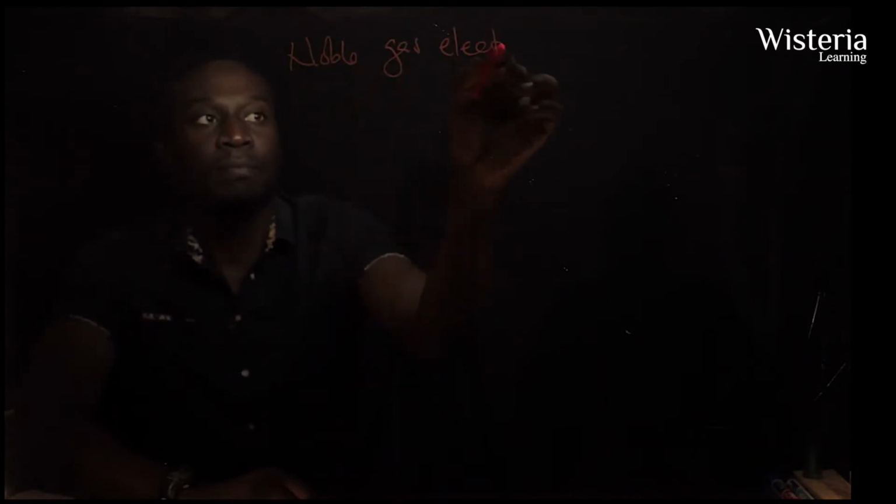Today we're going to look at electronic configuration of noble gases. Last time, in another lesson where we were looking at how to arrange electrons in an atom, we also looked at how there are certain atoms that have got 8 electrons in their outermost shell. Those atoms are found in group 8 and we call them noble gases. So we are going to look at the noble gas electronic configuration.